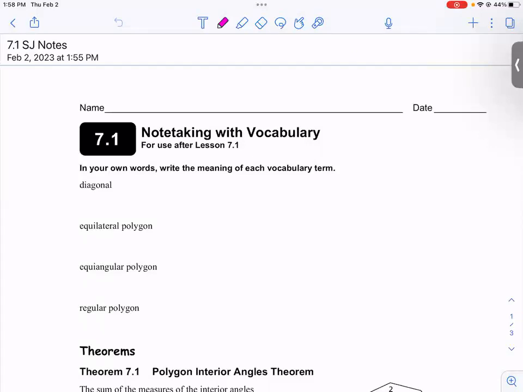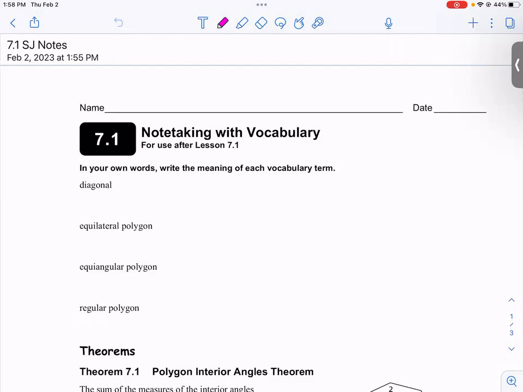60. Oh, that's what I meant. Okay, it went up by 180 degrees. So every time we added a new side, there was another 180 degrees in the figure.